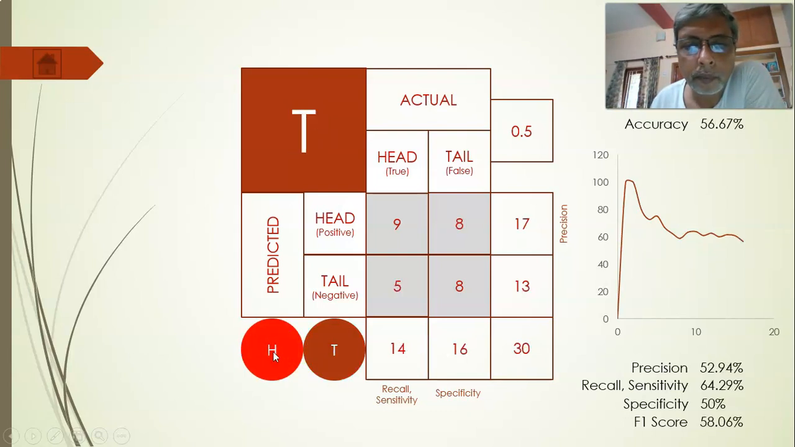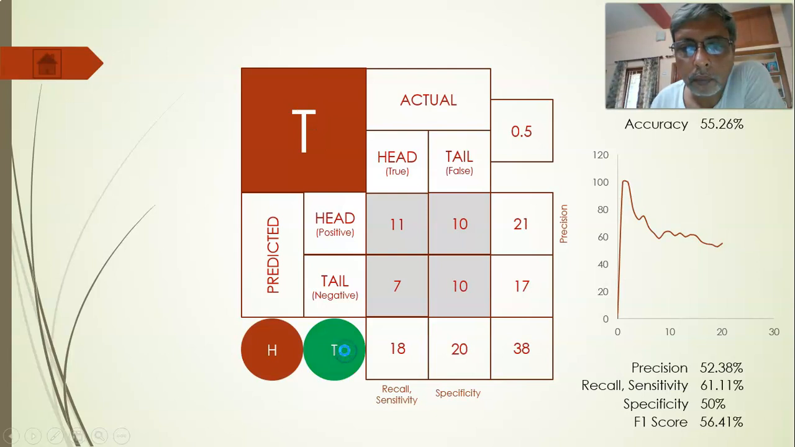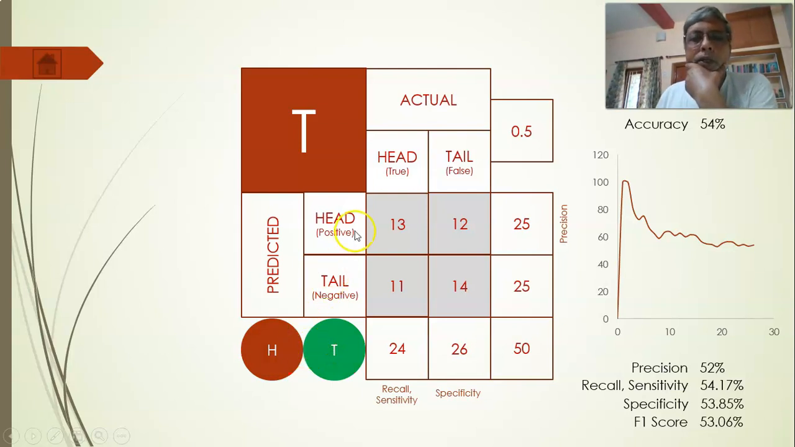I'll do it some more times, maybe up to 50. 48, 49, 50. So out of 50, 13 plus 14 is the number of matches. So 27 out of 50. That's accuracy is 54%, which is quite good considering the fact that I don't know whether the coin is biased or unbiased. So we expect only 50% accuracy, and precision is 52%. Precision comes up here. Precision is 13 by 25 into 100.